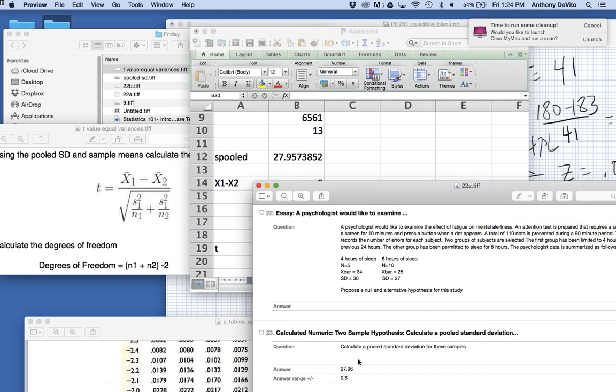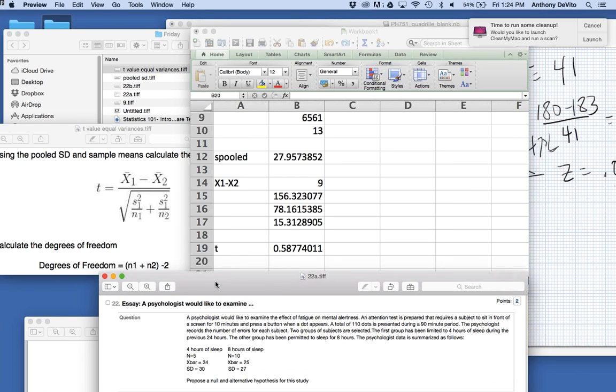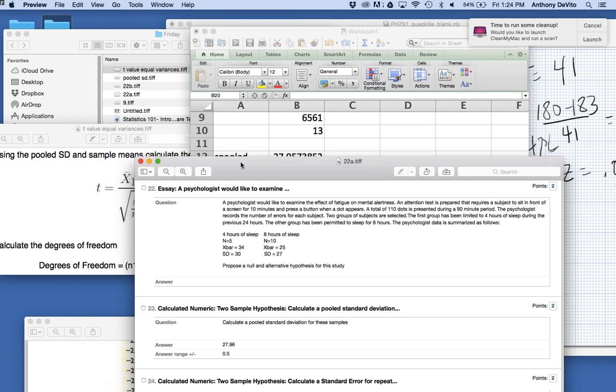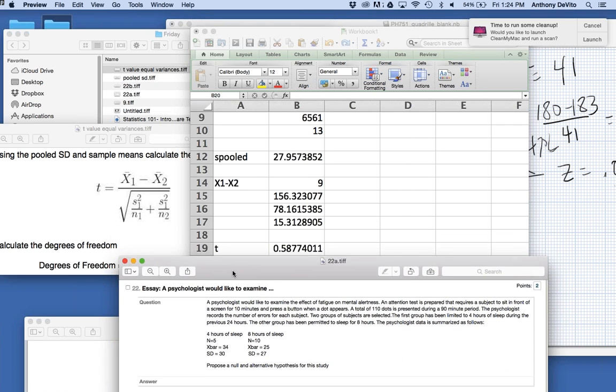Let's see what we got. Actually, there were a couple of other questions that we asked in here. Let me go through them stepwise. Calculate a pooled standard deviation. So there's our 27.96. You had a lot of leeway for error there, I think. Calculate a standard error for repeated samples from these populations. So this is our standard error, would be 15.31. And I think that's pretty close to, let's see where we got that. 15.31, there we are, there's our standard error.